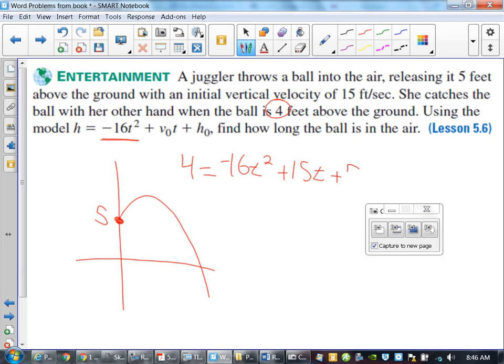Wait, but if the 4 feet is when it lands, why does that equal 4? You're trying to figure out when it gets to here, and how much. Remember, your time is this. Your height is this. You're trying to figure out when this graph equals 4. It says find how long the ball is in the air. Right. So you're trying to figure out what value of time it gets to 4. How much time is spent between here and here?